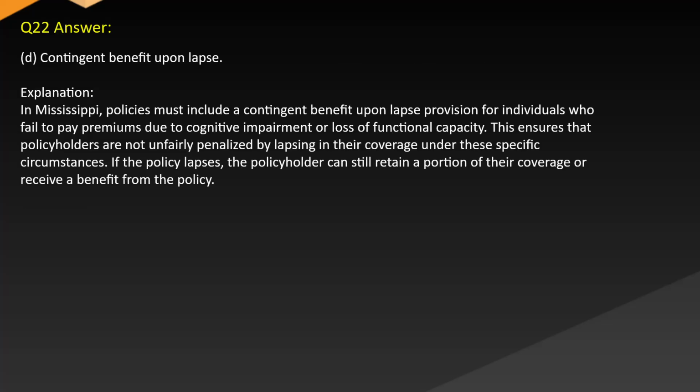Answer: D. Contingent benefit upon lapse. Explanation: in Mississippi, policies must include a contingent benefit upon lapse provision for individuals who fail to pay premiums due to cognitive impairment or loss of functional capacity. This ensures that policyholders are not unfairly penalized by lapsing in their coverage under these specific circumstances. If the policy lapses, the policyholder can still retain a portion of their coverage or receive a benefit from the policy.